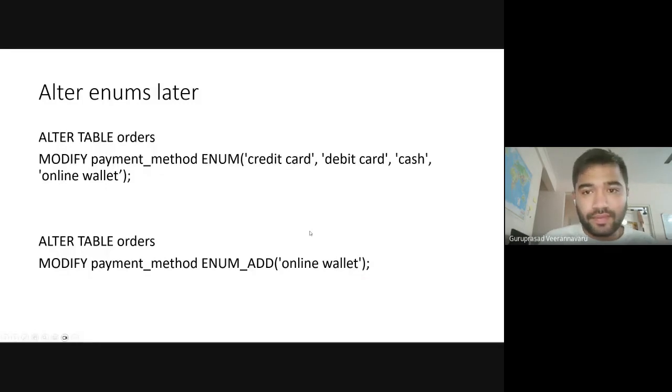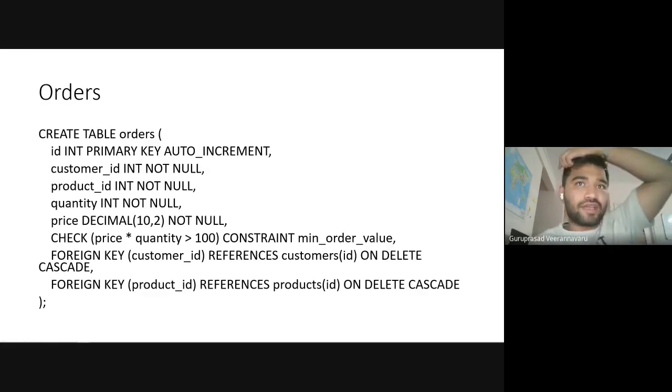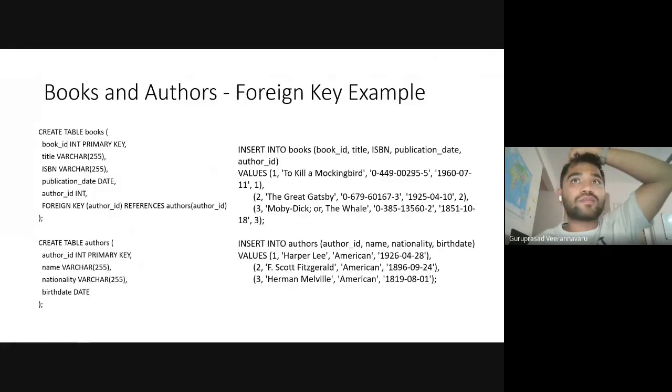Then what else? After this, again the same foreign key. We have discussed books and authors, similar, I think, to the earlier one.